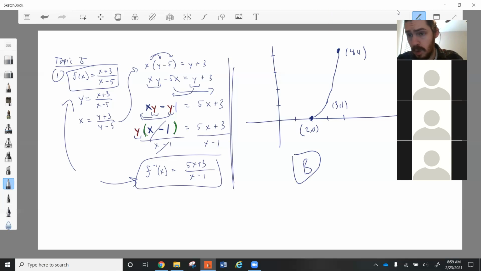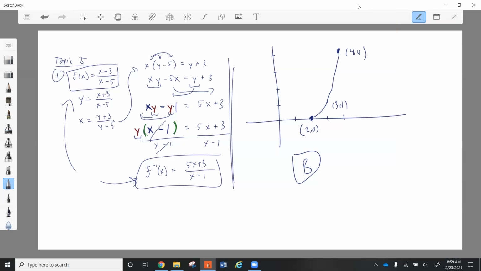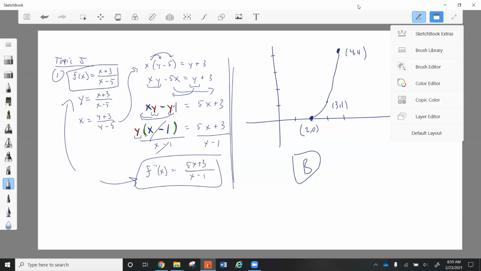Graph A was not 1-to-1, so it doesn't have a proper, complete inverse function. But graph B is 1-to-1, so it passes the horizontal line test. We should be able to invert it. So how do you invert it? That's the question. A lot of people just forgot to draw the inverse.